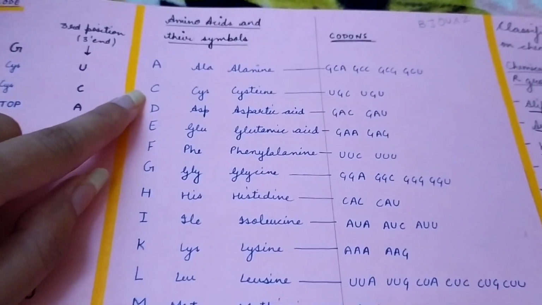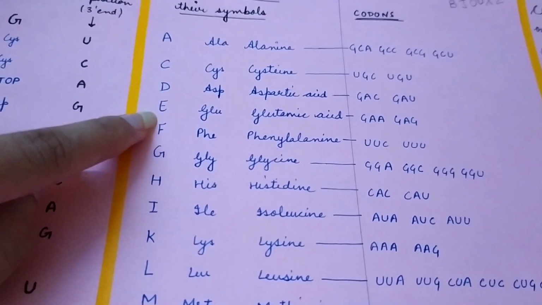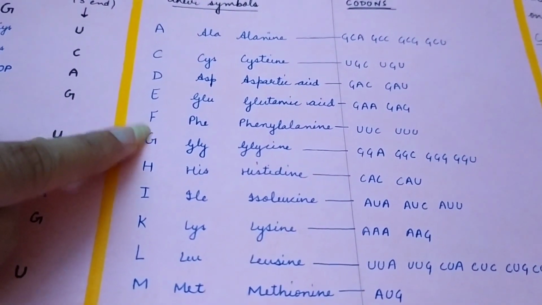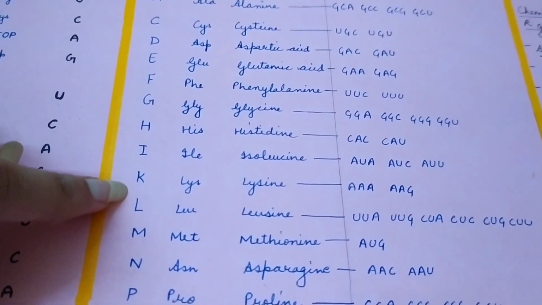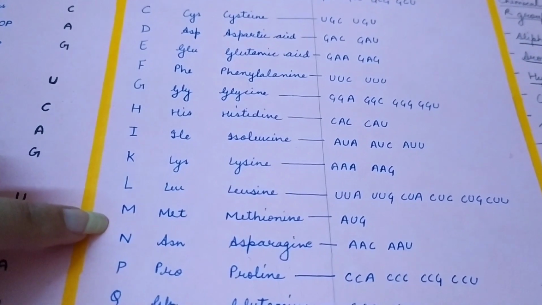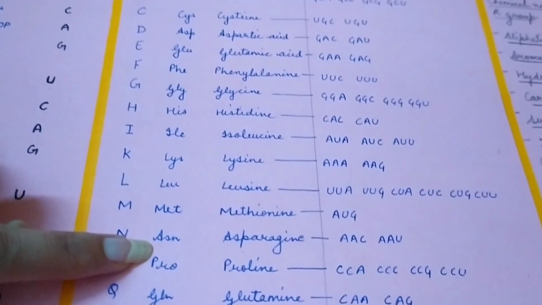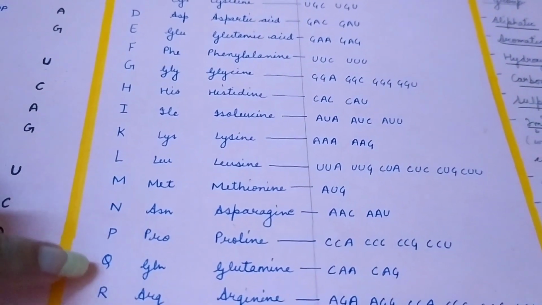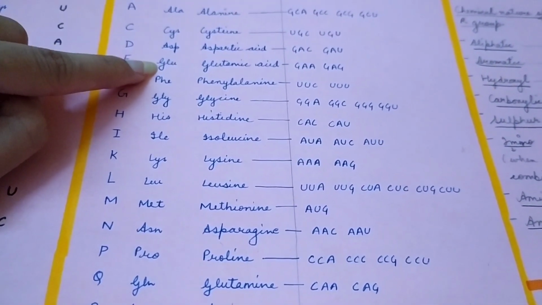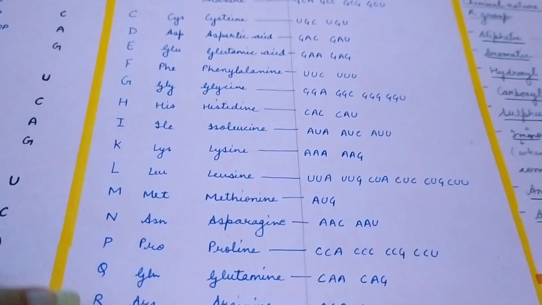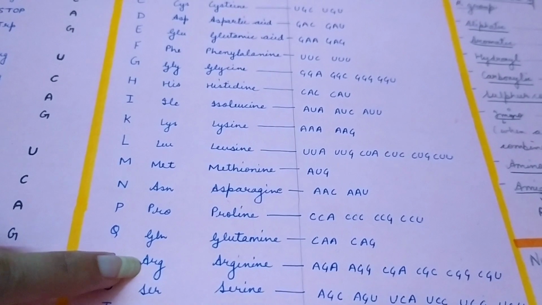And for the others you can just write A for alanine, and ALA is the short form, C for cysteine, D for aspartic acid, E for glutamic acid, F for phenylalanine, G for glycine, H for histidine, I for isoleucine, K for lysine, L for leucine, and M for methionine, N for asparagine, and its symbol is ASN, and P for proline, and Q for glutamine and its symbol is GLN, and for glutamic acid it was GLU. Okay, and R is for arginine, that is ARG. So know the difference between ARG and ASN.